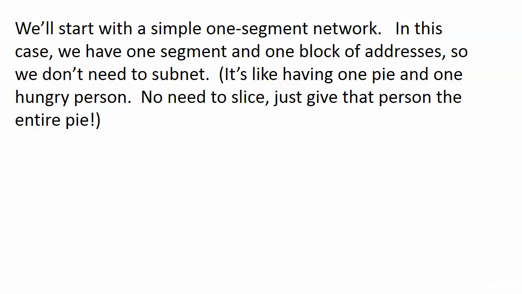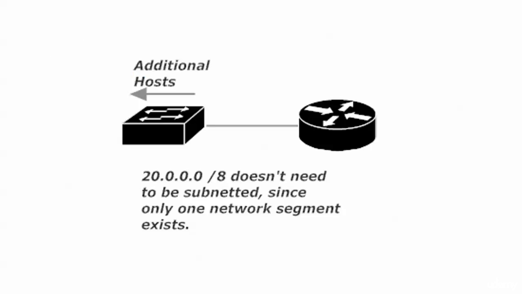And what we want to do is know when we have to subnet, know when we don't. And then, of course, we've got to know how to subnet. All kinds of great stuff coming up with that circle. But what we're going to start with here is a simple one-segment network. And this is about as simple as it gets. I didn't even put a router number or a router interface on there. And if this is all we had, one network segment, we could use that entire block of addresses here because only one network segment exists. There's no reason to share.